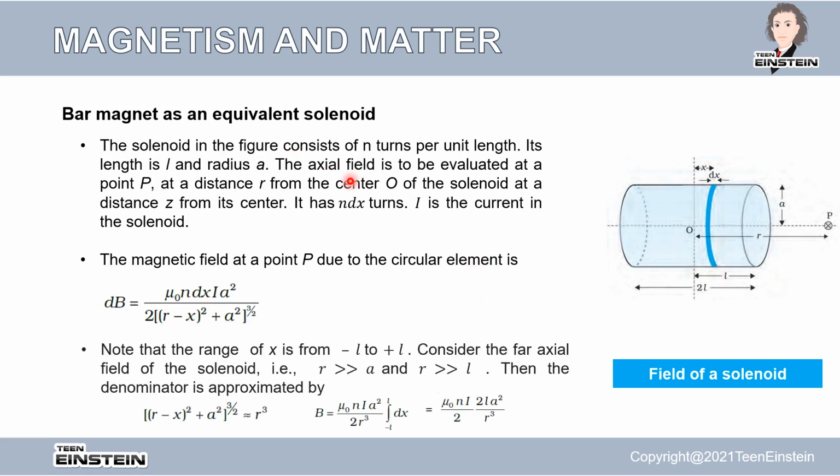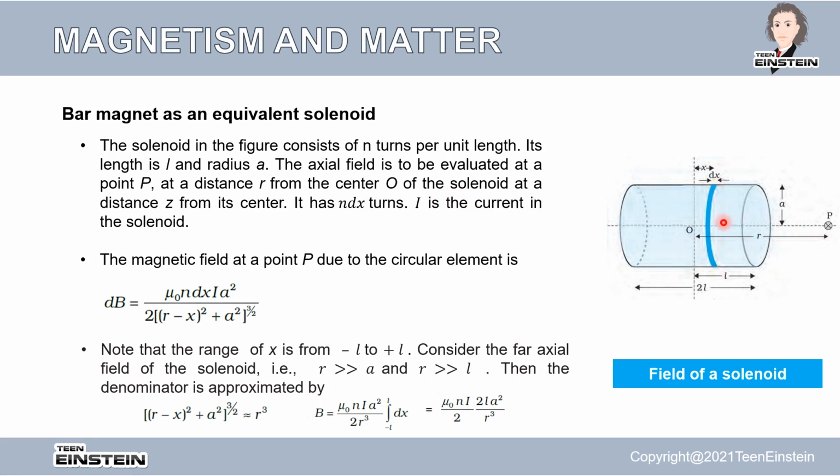So the solenoid in the figure consists of n turns per unit length. Its length is 2L and radius is a. The axial field is to be evaluated at a point P. The axial field means the field on the axis of the solenoid, at a distance r from the center O of the solenoid.